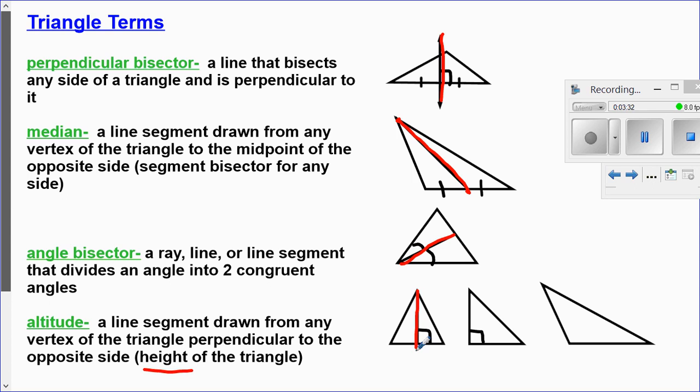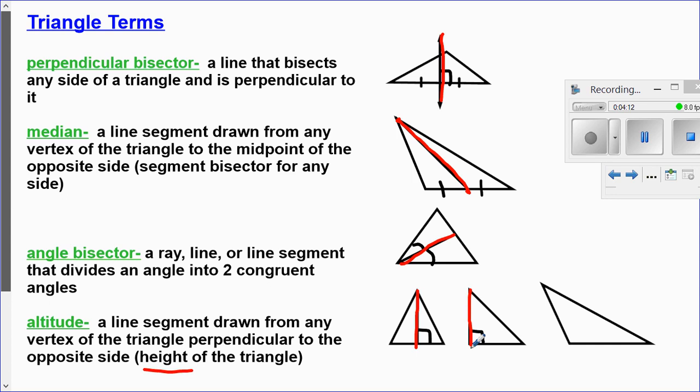Now, with that particular triangle, an acute triangle, it's pretty obvious to see. Well, when we're looking at a right triangle or an obtuse triangle, it gets a little bit tricky. So let's take a look at the right triangle. If I am starting at this vertex here and I want to go perpendicular to the opposite side, well, that actually means I'm going to go straight down. So the altitude of this right triangle actually is the side of the right triangle, because it's the line segment that starts at a vertex and is perpendicular to the opposite side.